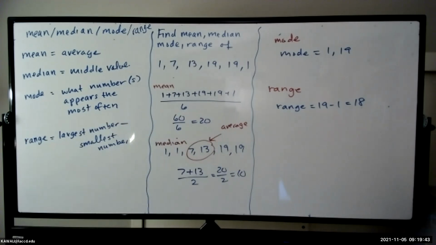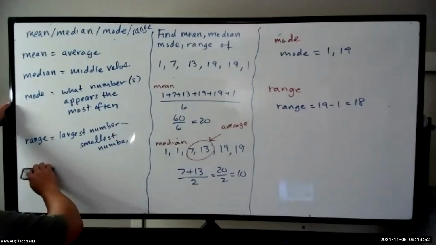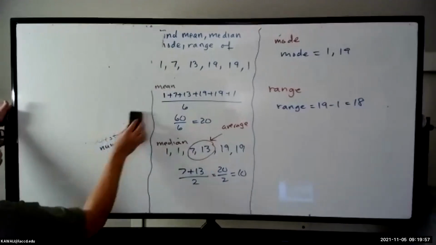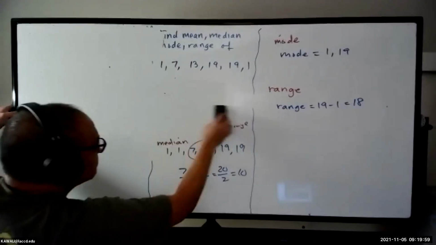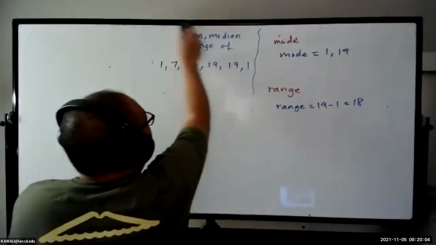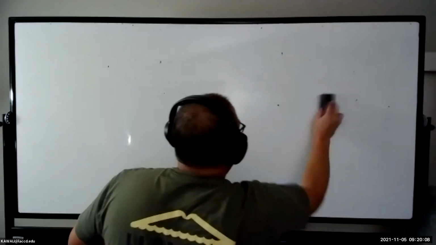Okay, let's get back to it. Let's work on rate of change. Now, let's talk about rate of change. Clear all of this. Now, when we talk about rate of change and slope, they are exactly the same thing. Exactly.